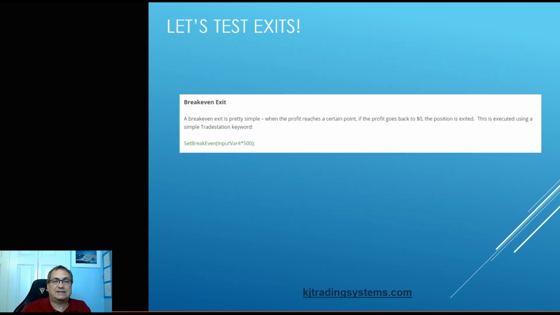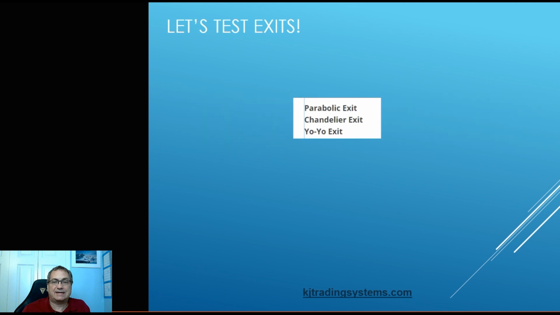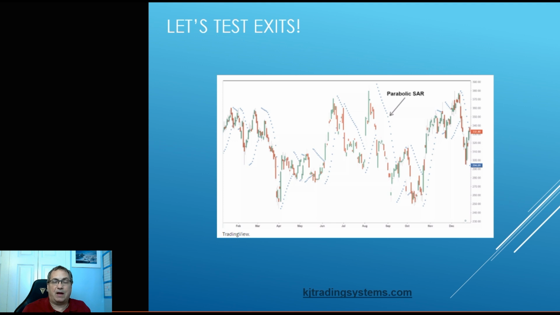And then I also tested a break-even exit. Once you hit a certain amount of profit, you make sure you never go below zero before slippage and commission. So it's a break-even stop. So you're at least assured of having a break-even trade. A lot of people like those. So let's test them. We're also going to test at the same time parabolic exits, chandelier exits, and yo-yo exits. I'm not going to go into too much detail about what they are other than to show them.